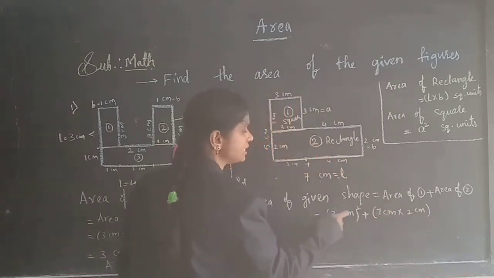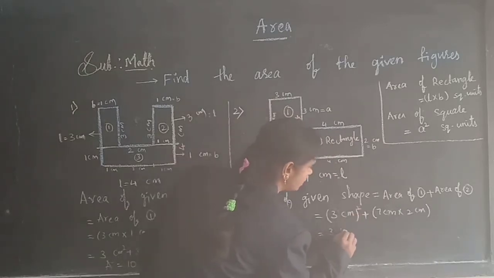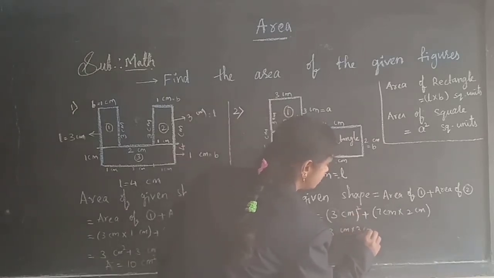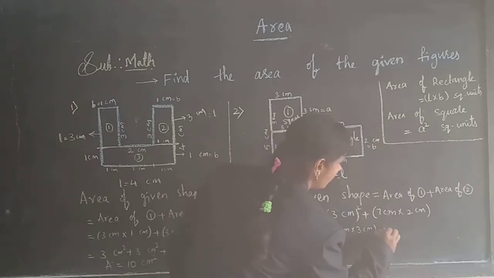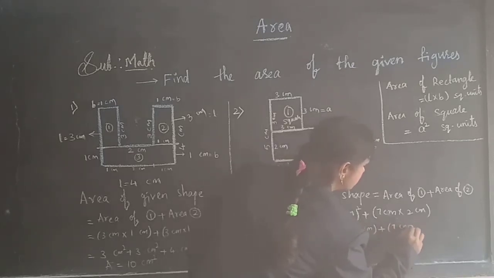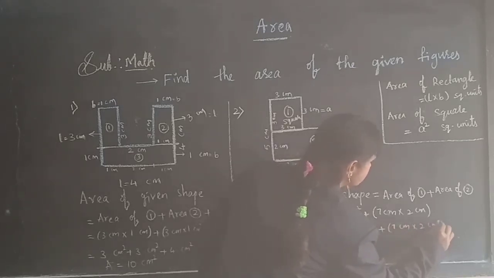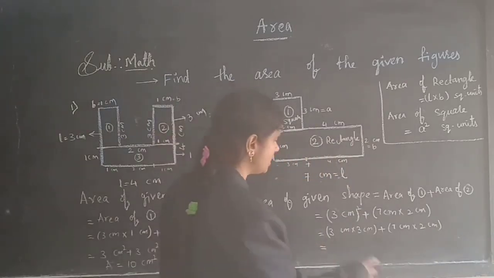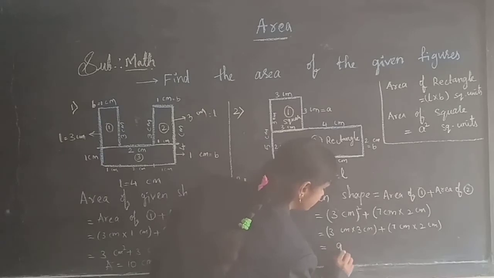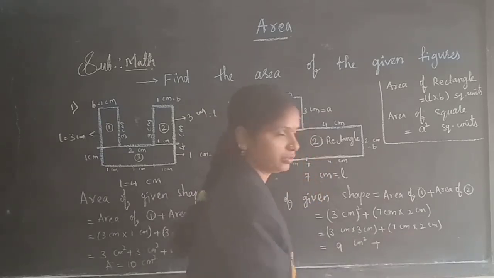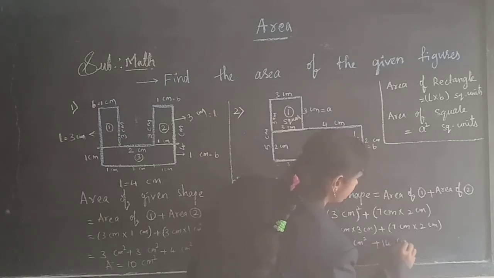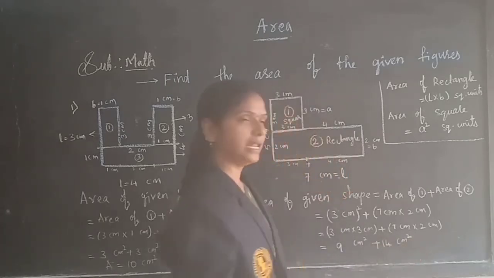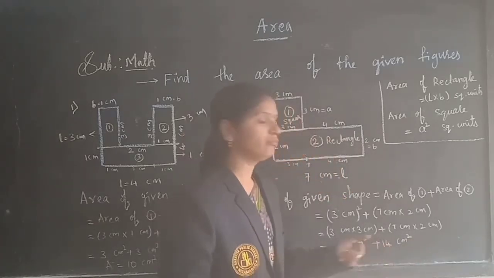Now 3 squared is nothing but 3 centimeters into 3 centimeters, plus 7 centimeters into 2 centimeters. Come on, let's find the bracket values first. 3 threes are 9 square centimeters, plus 7 twos are 14 square centimeters. Now let's add 9 and 14.